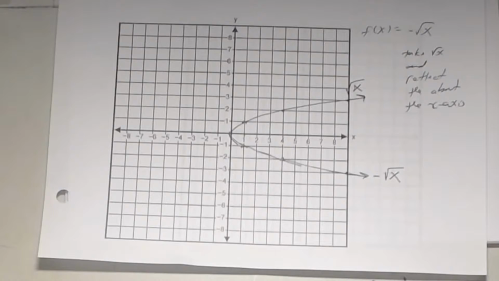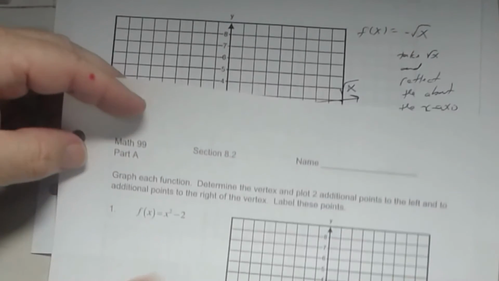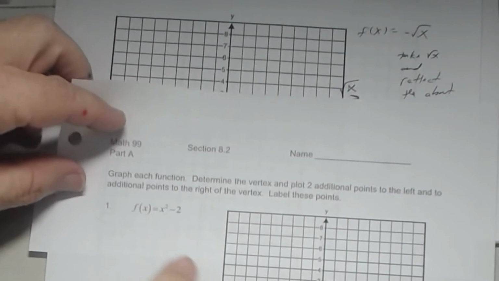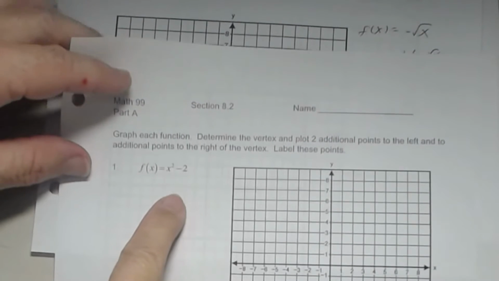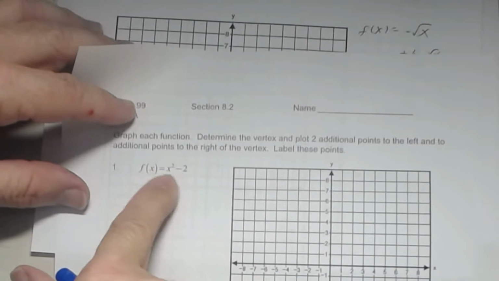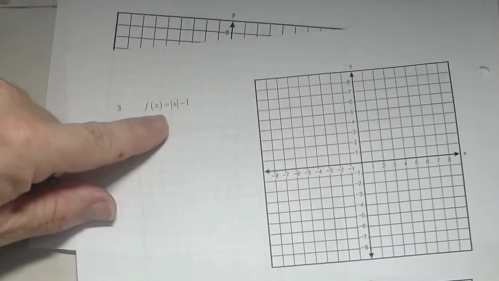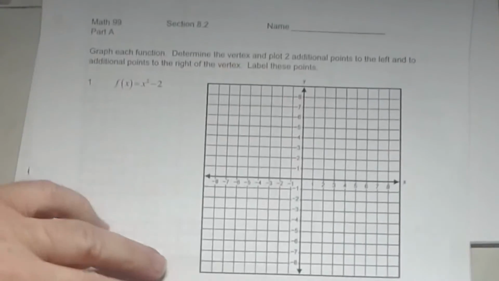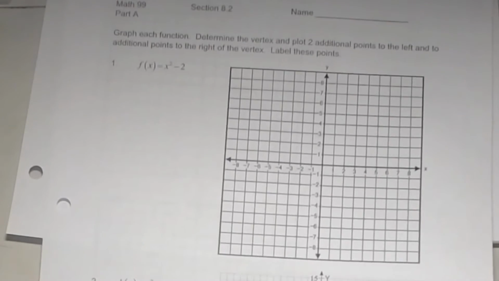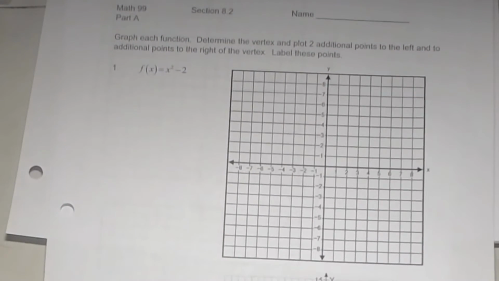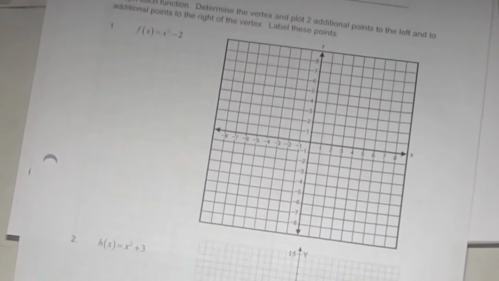Okay, so in part A, I'm going to give you part A. So part A is this. So you had this quadratic. So you have x squared minus 2. Here you have x squared plus 3. Absolute value of x minus 1. Absolute value of x plus 4. All of these represent what kind of shifts? Vertical shift, because all the numbers on the outside, right?